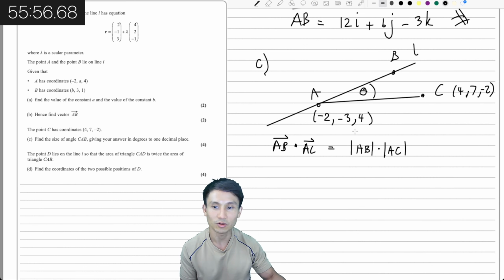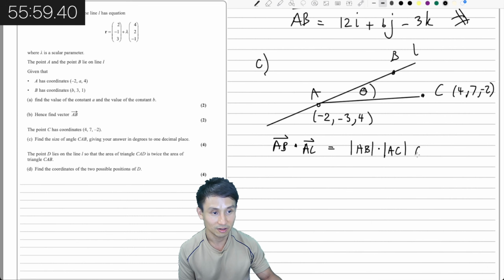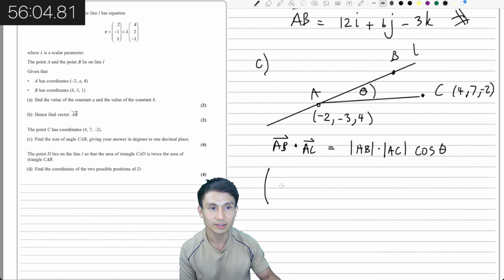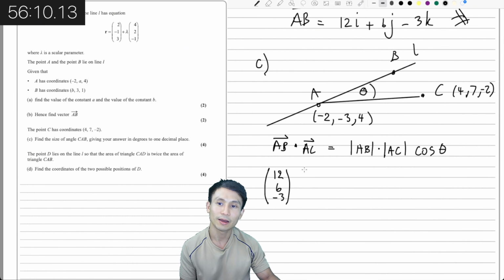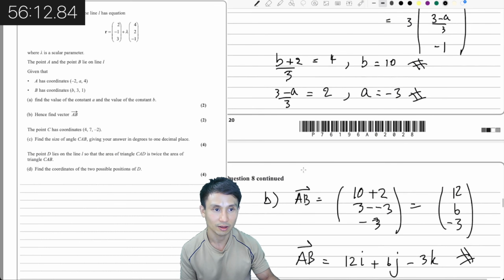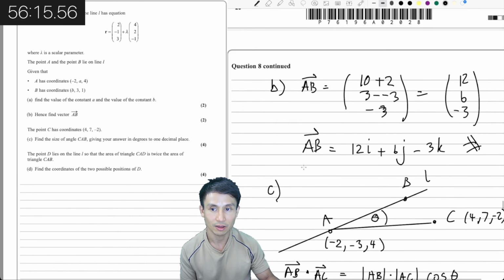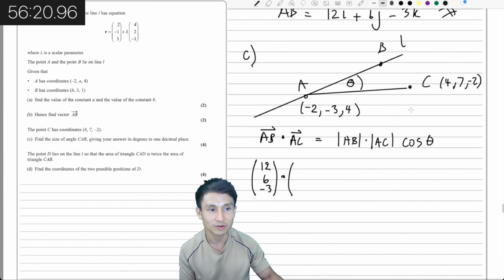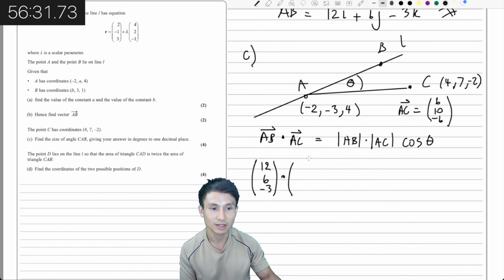I forgot to record my screen on the calculator. And then cos theta. So AB, we just got AB from the previous question, 12, 6, and minus 3, right? Dot AC. Well, you have to find AC by yourself. So AC equals C minus A. So that's 6. 7 minus 3 is 10. Minus 2 minus 4 is minus 6. So 6, 10, minus 6 here.